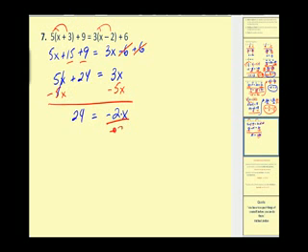So we have to divide by negative 2 to isolate the variable. This would give us 1x, or x, and on the left we'd have 24 divided by negative 2, which is negative 12.